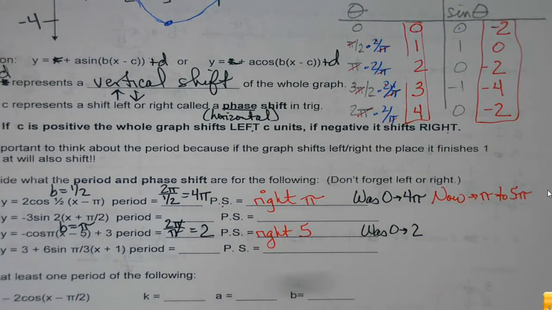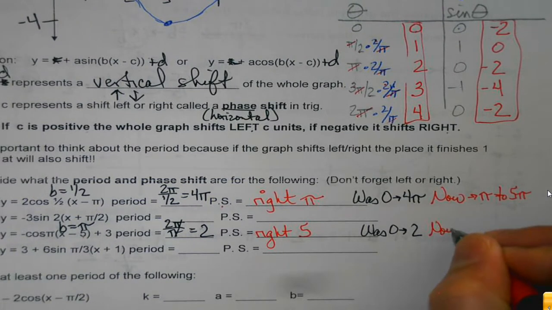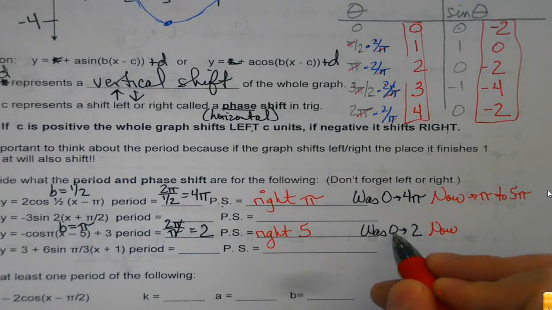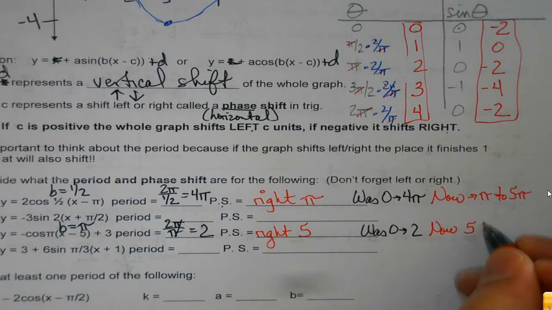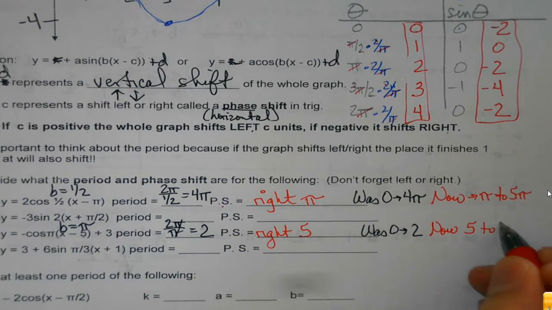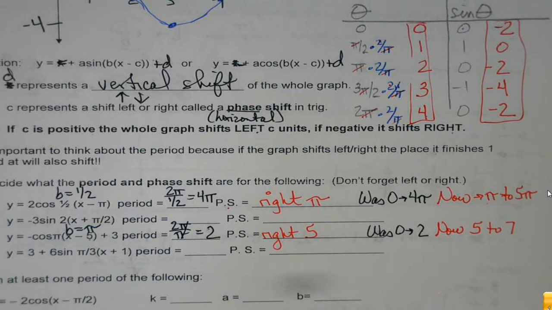So now, I add 5 because I'm going right 5 to that, and I add 5 so I'm going right to that. So now instead my period would be between 5 and 7 instead of 0 to 2 because I shift the entire graph that way. Weird, but true. And it would work the same way if I was moving left. I just subtract those values.